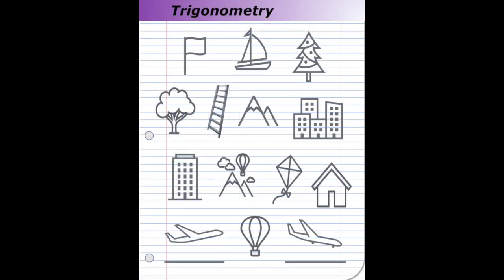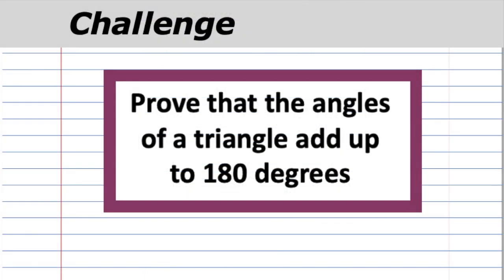Hopefully this little chit-chat helped review a few things you've learned about triangles in the past. We will need all of this information as we move forward in trigonometry. I want to leave you with a challenge. You may remember that the angles of a triangle add up to 180 degrees, but can you prove it?